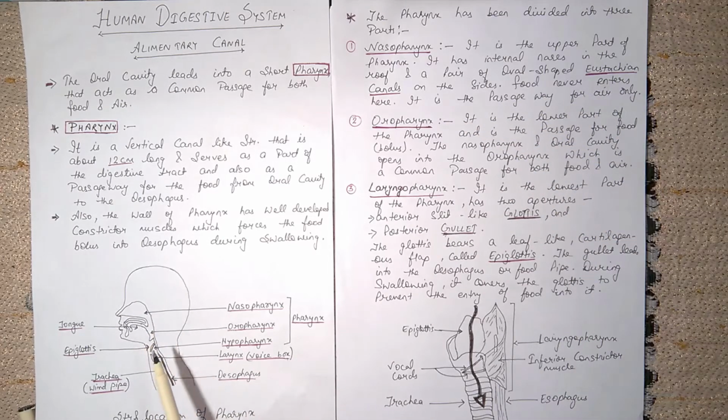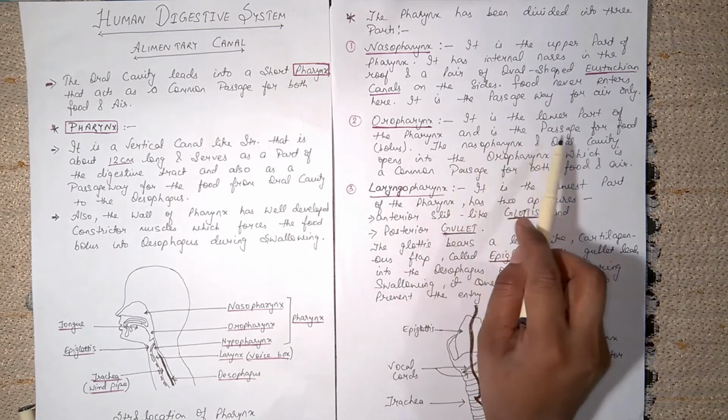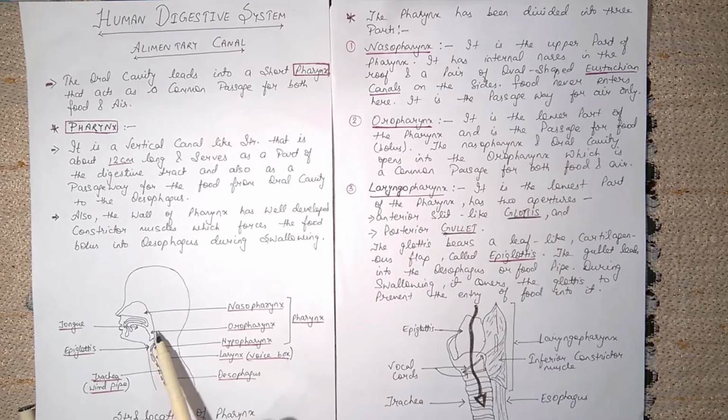Now the second is the oropharynx. It is the lower part of the pharynx and is the passage for food, that is the bolus. The nasopharynx and the oral cavity, here and here, both open into the oropharynx, which is a common passage for food and air.